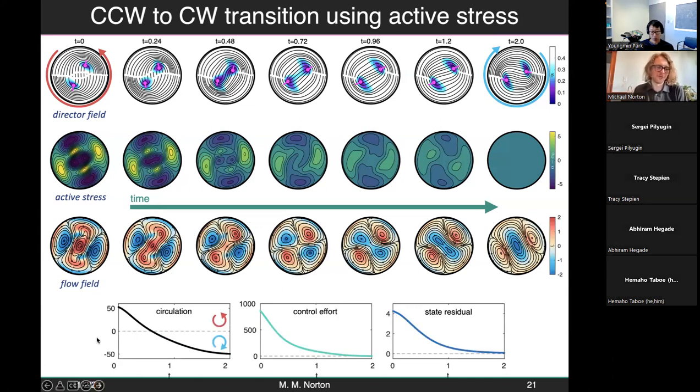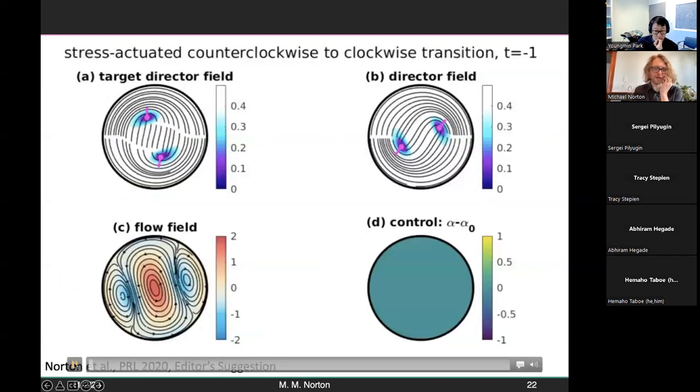These are just coarse metrics for the progress of the control. So we have a measure of the circulation. We see at what point the handedness of the solution switched. We see that the control effort is mostly at the beginning of the system, and we see the convergence towards the desired configuration. So we can also just watch a movie of that.